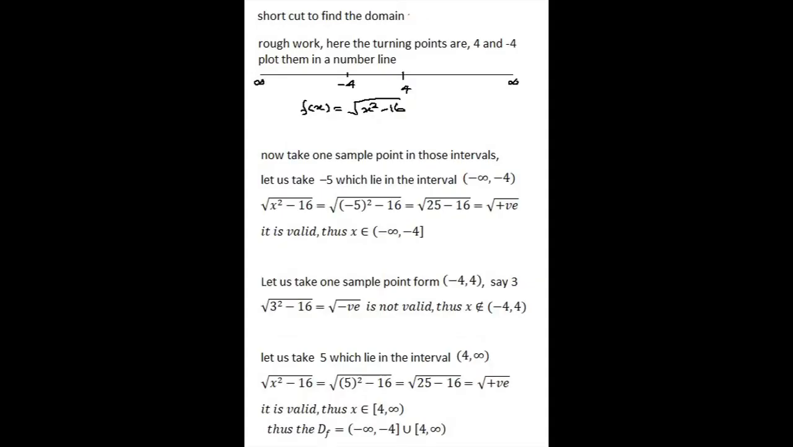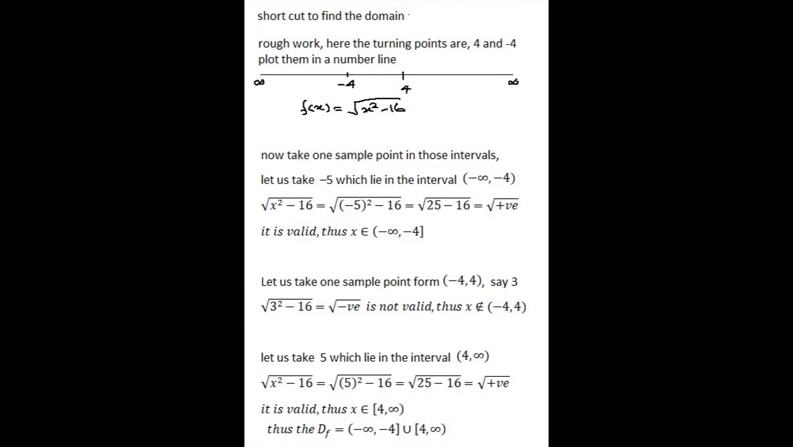Now let us see, is there any short way to find the domain? Yeah, there is a shortcut to find the domain. You just draw a number line, and that x square minus 16, when you make it equal to 0, you may have x plus 4 into x minus 4 equal to 0, so x equal to 4 and x equal to minus 4. You just draw a number line, plot the points minus 4 and plus 4 in between minus infinity and plus infinity.